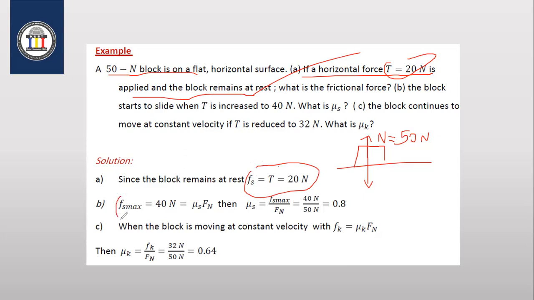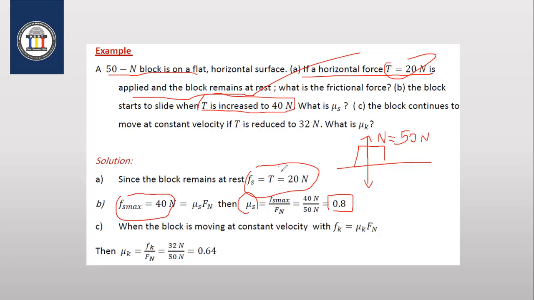And Fs maximum will be equal to 40 Newton, which equals mu s times Fn. And then mu s, I want the coefficient. The block starts to slide when T increases to 40. When T is increased to 40, then mu s equals Fs over Fn, which is 40 over 50, equal to 0.8.